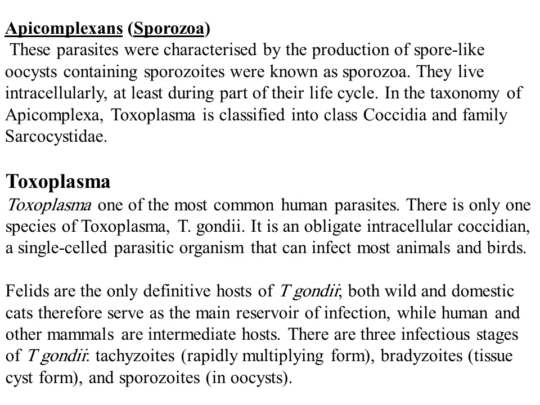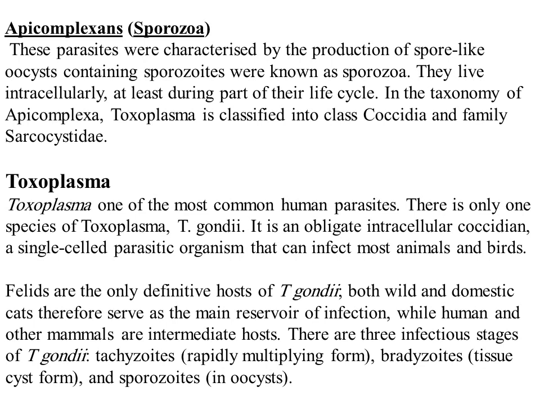Our lecture today in microbiology, parasitology part, is about the protozoan parasite Toxoplasma. Apicomplexa and sporozoa: these parasites are characterized by the production of spore-like oocysts. Usually these oocysts are the infectious stage containing sporozoites, hence they are known as sporozoa. They live intracellularly inside the host, at least during part of their life cycle.